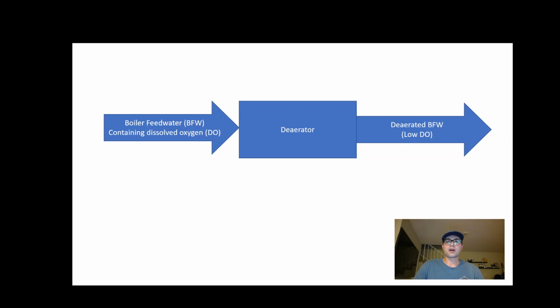All water has oxygen, and it just depends on how much. And oxygen is actually very corrosive, and so if you're going to boil water to make steam, it's important first to remove the dissolved oxygen. So that's the purpose of a deaerator.